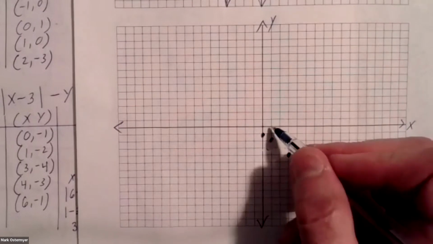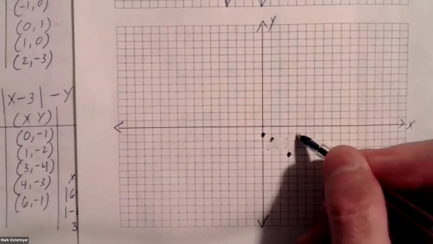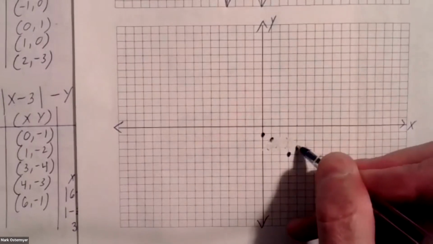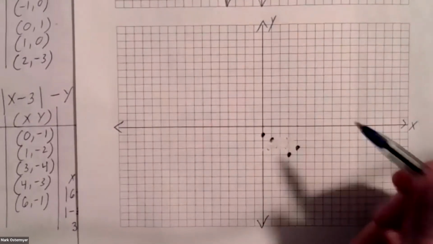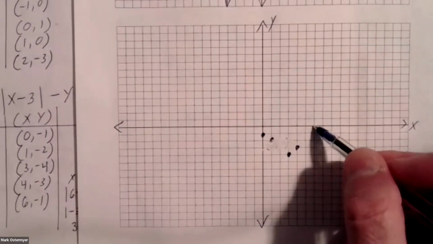4, -3. Start at the origin, go 4 to the right. 1, 2, 3, 4. -1, -2, -3. Right here. 6, -1. Start at the origin, go 6 to the right. 1, 2, 3, 4, 5, 6, and then down 1.